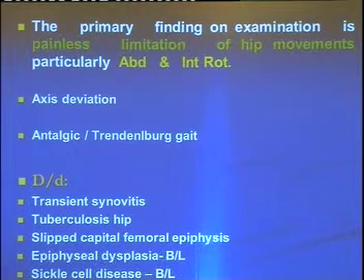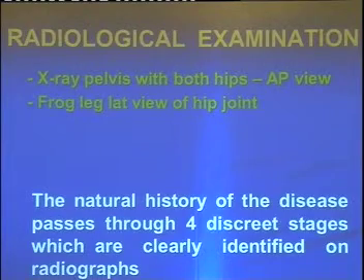This condition needs to be differentiated. Sir, Dr. Tulli had already told this. Transient synovitis, tuberculosis, rheumatoid, slipped capital femoral epiphysis in early stages. Epiphyseal dysplasia, sickle cell disease when disease is bilateral, these also give the same picture. Radiological examination, simple. What do we need? We need X-ray pelvis, both hips AP view, X-ray frog leg lateral view of the hip joints. These are the two X-rays we need to diagnose the disease.